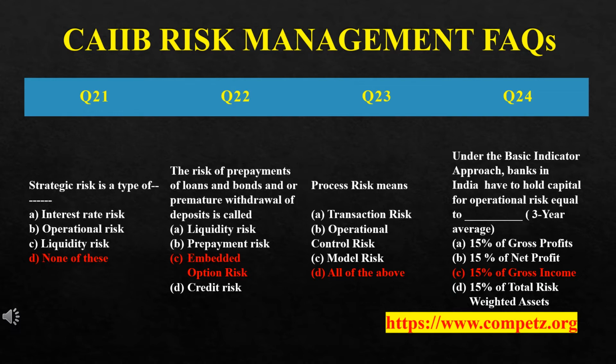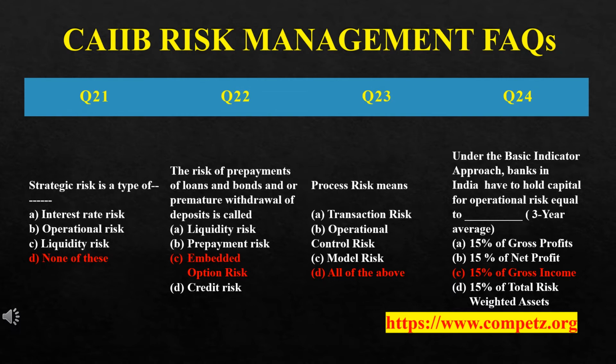So why is it none of the above, I will explain now. Operational risk itself includes legal risk, but it excludes strategic and reputational risk. Thus B is not the answer. B can be the answer, but as it includes legal, that is correct, but it excludes strategic and reputational. That's why interest rate and liquidity will not come under strategic risk type. Therefore, the answer will be D, none of the above.